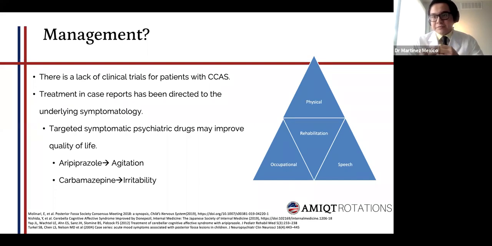Some of these studies have shown that anticholinesterase inhibitors and memantine can actually improve cognitive performance. Also, a presentation by Dr. Abrams in the last Posterior Fossa Society presented some evidence of the use of aripiprazole for agitation in these patients and carbamazepine for irritability. So the purpose of treatment for these patients is basically to control the symptoms right now and give rehabilitation, which includes physical rehabilitation, occupational rehabilitation, and speech rehabilitation.